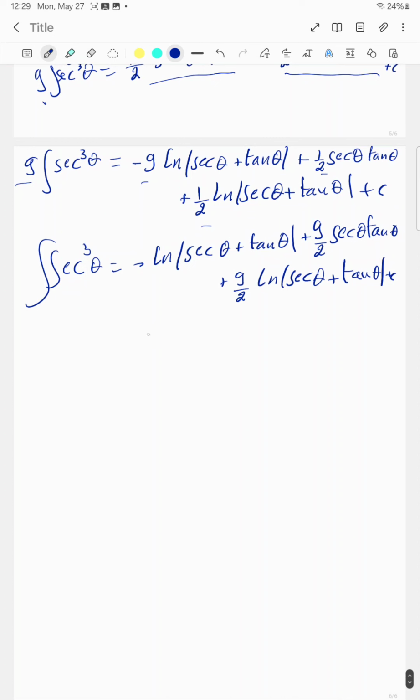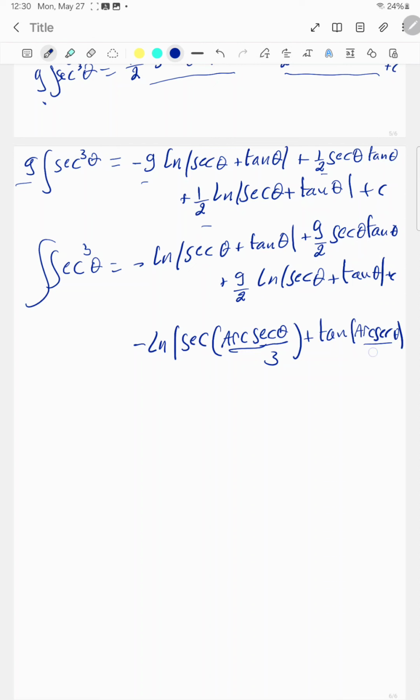So we come here, minus ln of sec of arc sec of u divided by 3 plus tan of arc sec. I will let you do that, and that would be the final answer. You replace every theta by arc sec of u divided by 3, every theta here, here, here, here, here, and that would be your final answer.